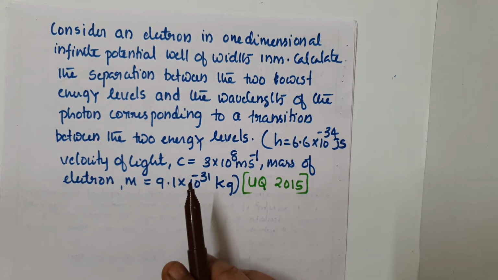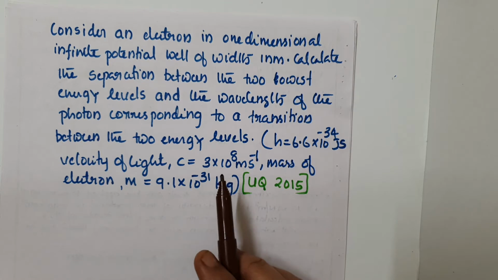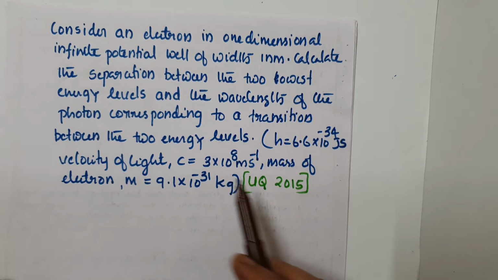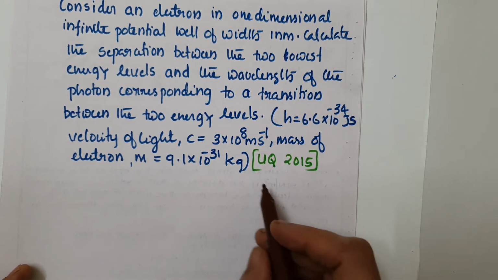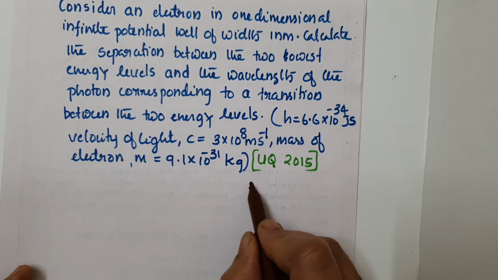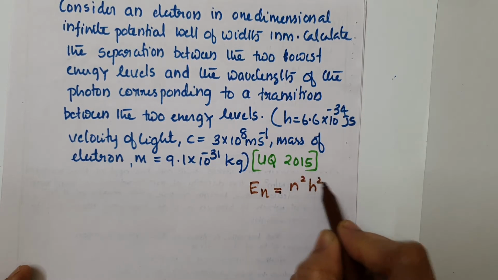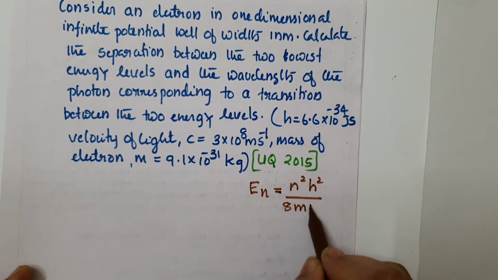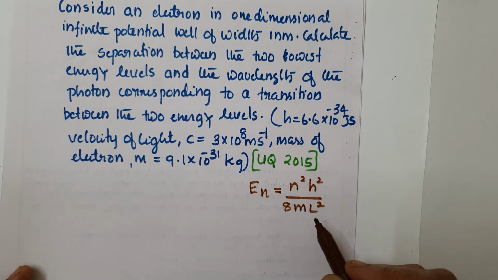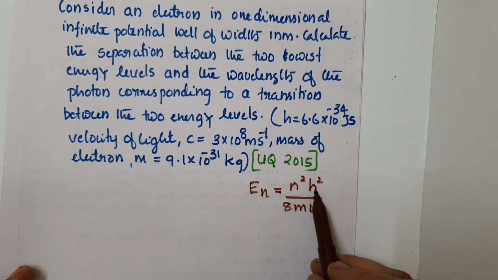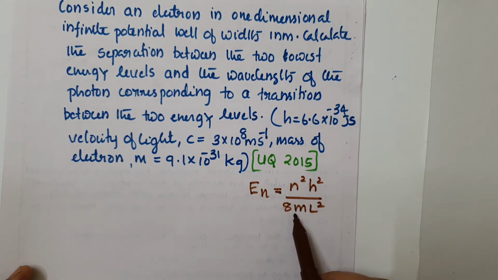So for an electron, we have studied an equation for an electron in a one-dimensional infinite potential well. The expression for the energy of the electron in the nth state is given as En is equal to n square h square by 8mL square, where n is the energy level, h is the Planck's constant, m is the mass of the electron, and L is the width of the infinite potential well.